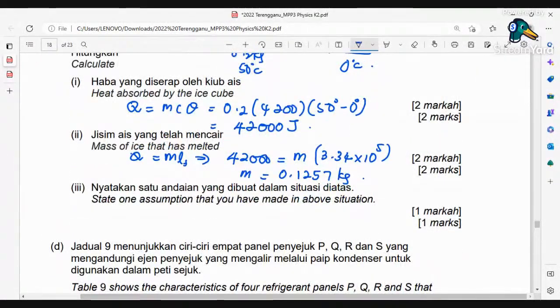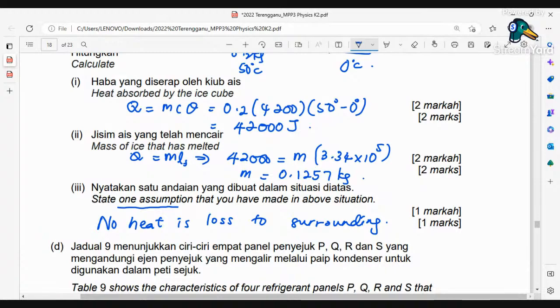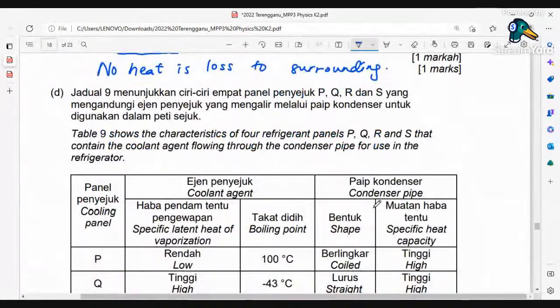Okay, state one assumption. Normally in the topic of heat, there's only one assumption. There is no heat lost to surrounding. Or we can say that all heat released by water is absorbed by ice. Okay, part D.